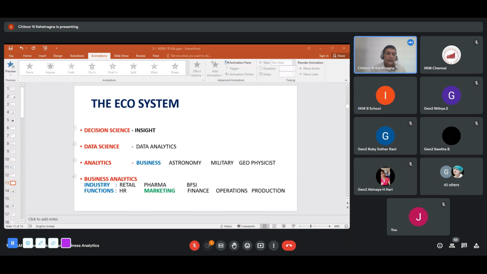HDFC Bank will do analytics. State Bank of India will do analytics. Indian Bank, Indian Overseas Bank, Bank of Baroda, right? You have so many banks. All these banks also do a lot of analytics. This is what's called industry analytics.